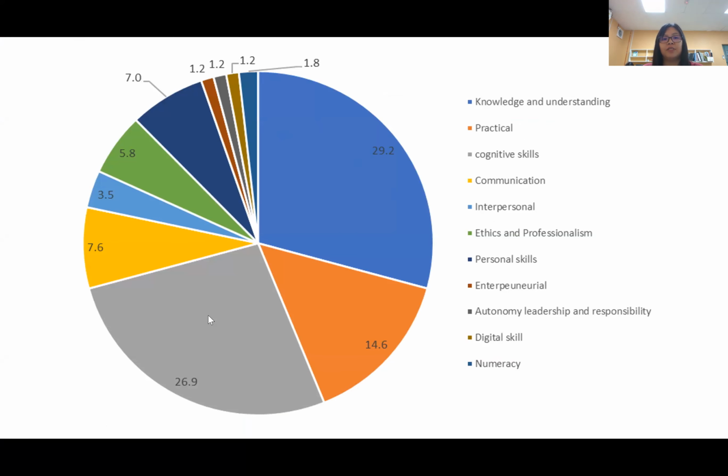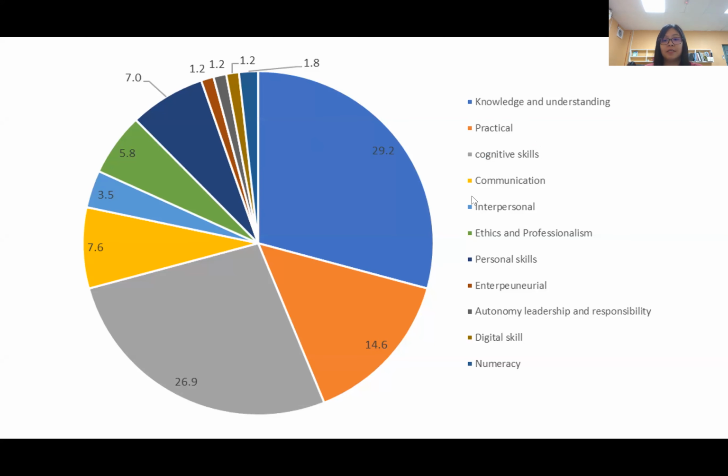And this is the percentage that you can see. We cover knowledge and understanding. We cover the practical, so mostly it is on your lab practice. And the cognitive skill is mostly where we ask your question about, can you discuss this, discuss that? Those are more on the cognitive skill or even the exam question. And communication is more like your viva and your presentation that we are assessing.